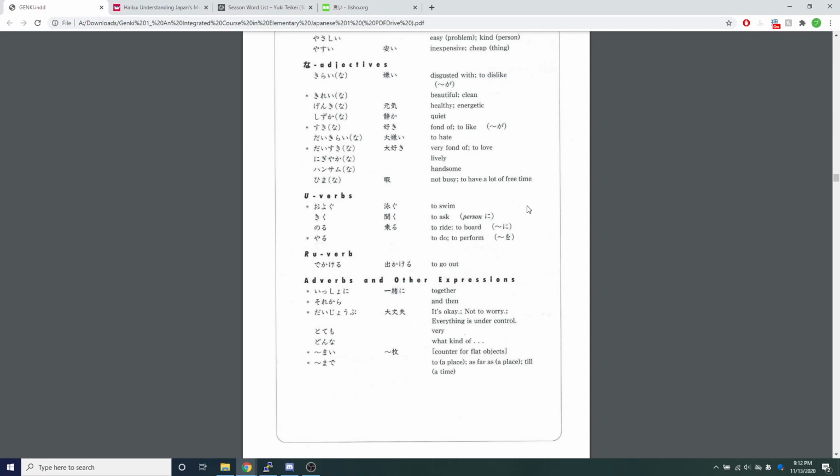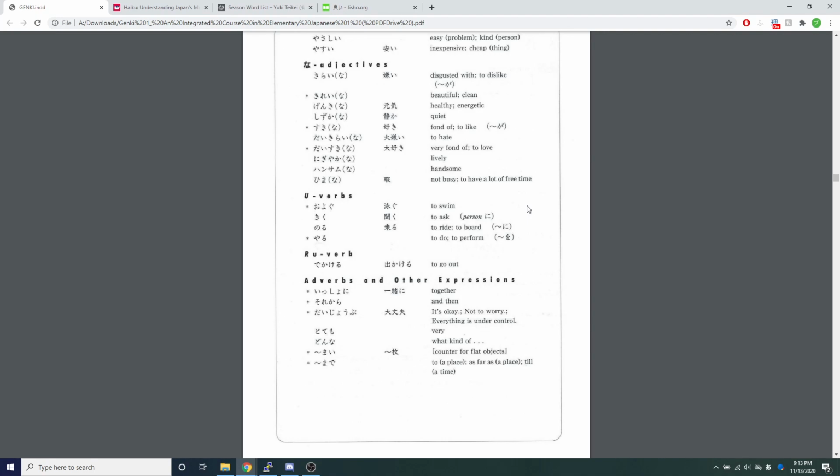Dekakeru is to go out. So an example for this would be your friend can ask, I don't know. You're sitting at the breakfast table with your friend, and they say, what are you going to do today? You can say, ima dekakemasu yo. So I'm going out right now. I'm leaving. That's it for the verbs.